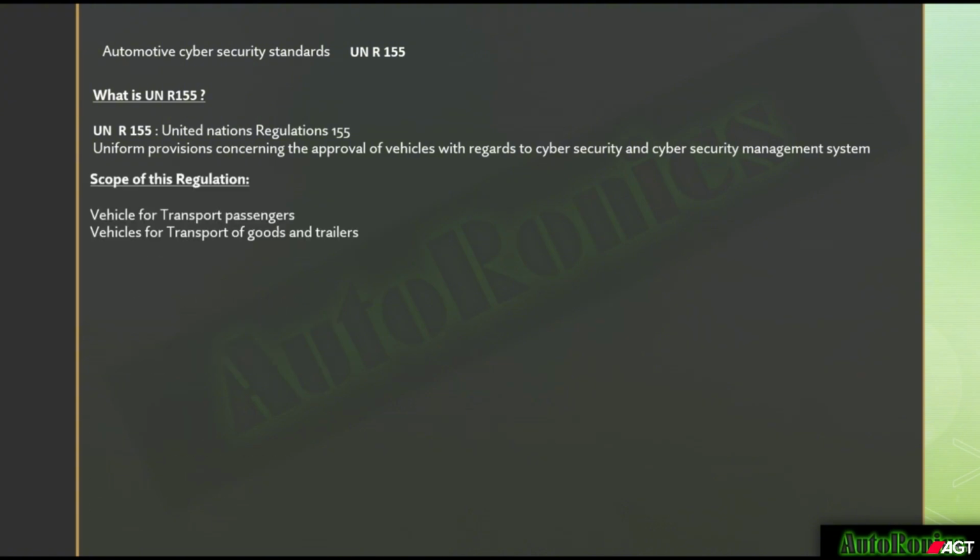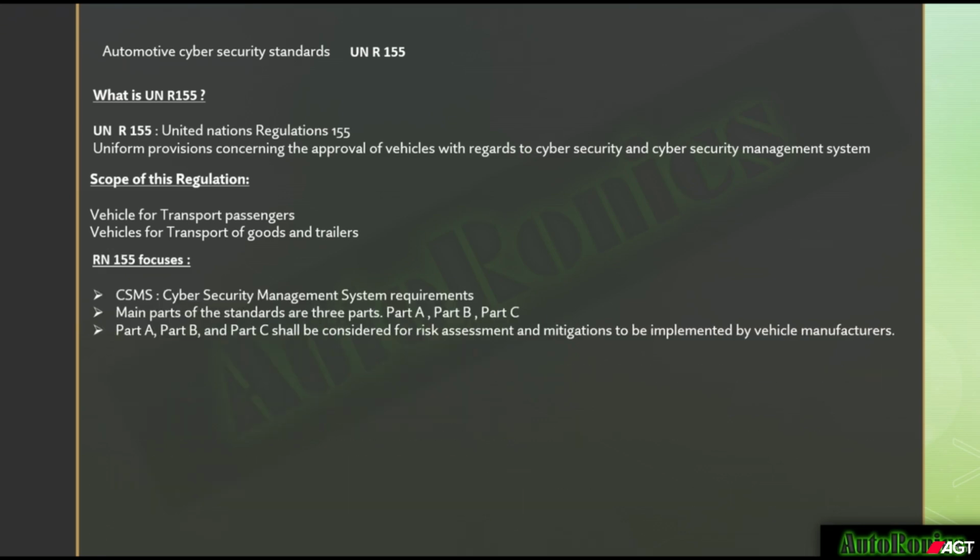The scope of this documentation applies to the transport of passengers, transport of goods, and trailer vehicles. Mainly the focus is on CSMS, like I mentioned, cybersecurity management system requirements. The main parts of the standard are three parts, which are Part A, Part B, and Part C. These parts shall be considered for risk assessment and mitigations to be implemented by the vehicle manufacturers. Let's look at each part in detail.